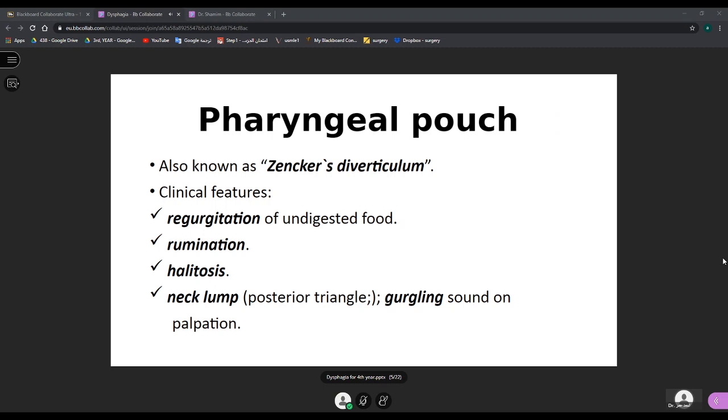So halitosis is an important symptom of a pharyngeal pouch. When the pouch becomes large enough, it can appear as a lump in the neck. Usually this happens in the posterior triangle of the neck, and mostly on the left side rather than the right. There are many neck lumps that can be encountered during examination of the neck, but to characterize a pharyngeal pouch, it lies in the posterior triangle, mostly on the left. So these are the most important clinical features of a pharyngeal pouch.